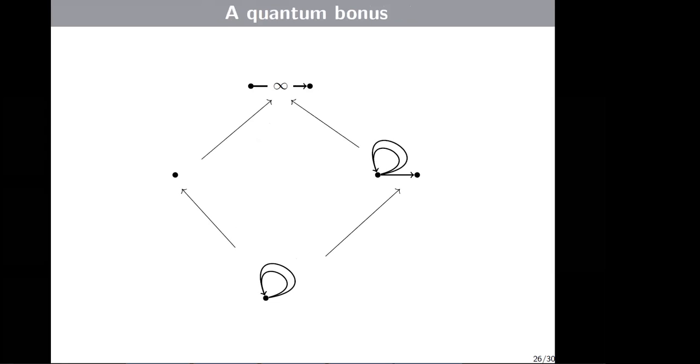Okay. And now here's something which I call the quantum bonus. So people who work on Leavitt path algebras should wake up. Anya, you are there, I hope. So if you look, this is a story which I like to say. So of course, it was not Leavitt who invented Leavitt path algebras.